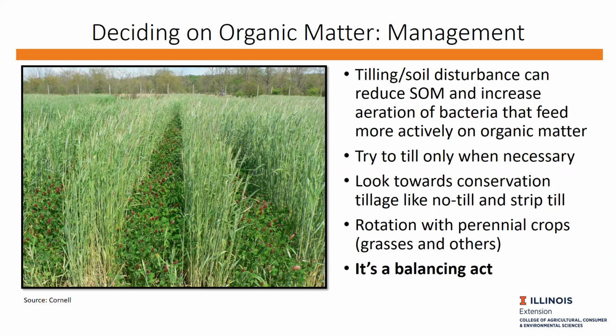You may look towards conservation tillage like no-till, or some strip tillage situations, as well as rotation with perennial crops. So considering giving certain growing areas a bit of a break and allowing them to have continual cover cropping systems in place. But as I share with you, it's a bit of a balancing act, and we are growing mostly annual crops that do require some sort of annual disturbance for us to actually plant in that growing area.